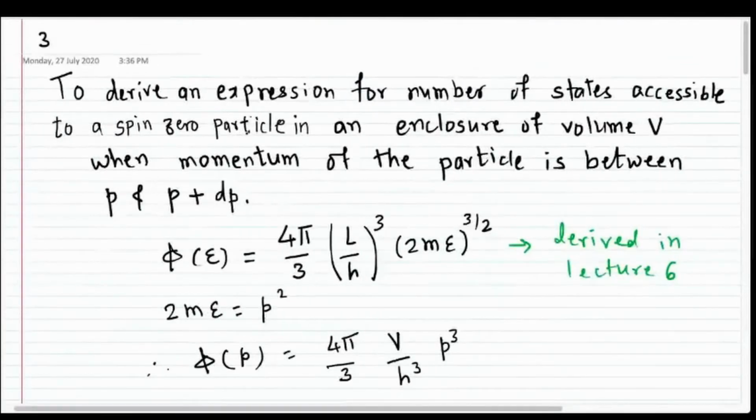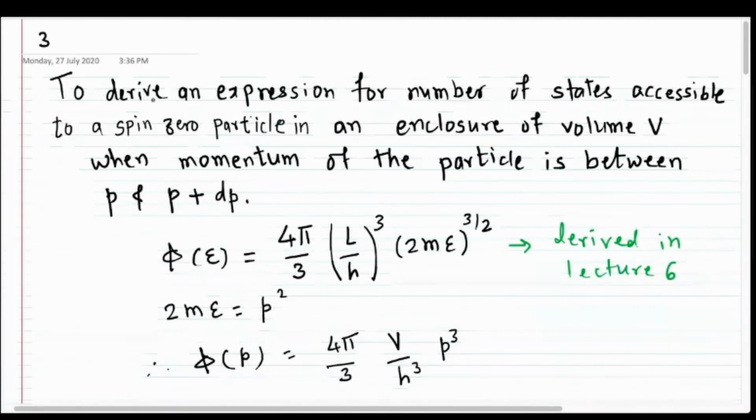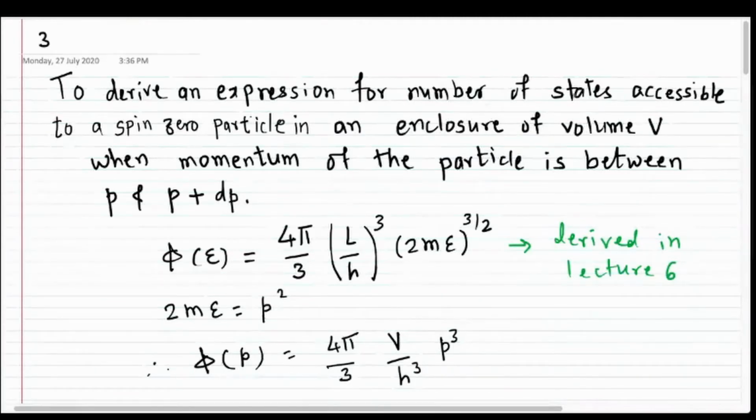So we want to derive an expression for the number of states accessible to a spin zero particle in an enclosure of volume V when the momentum of the particle is between P and P plus dP. Okay, now what do you understand by this? When it is a spin zero particle, how many possible states can it have? One. So the particle is only in one state. There is no up and down possible. It's just one particular particle state.